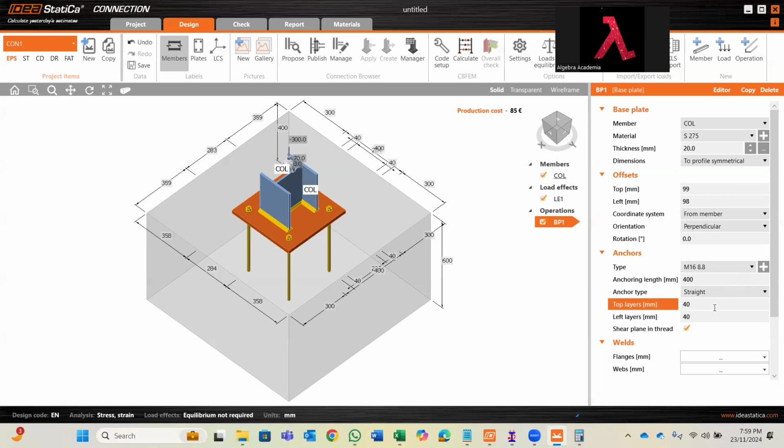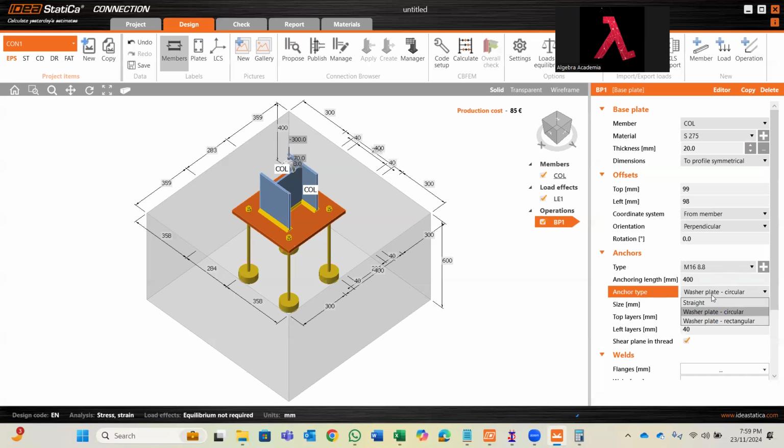The one you're talking about is the embedment length, the embedment length below the base plate. Now what is the anchoring type? For the anchoring type, you have three types: one is straight, washer plate with circular, and washer plate with rectangular.